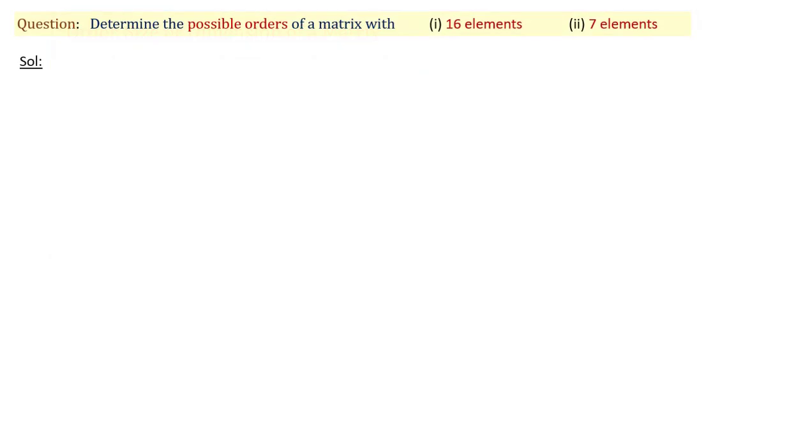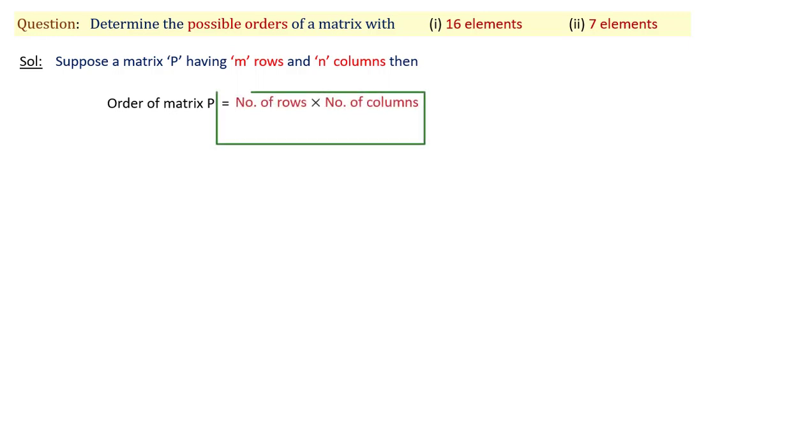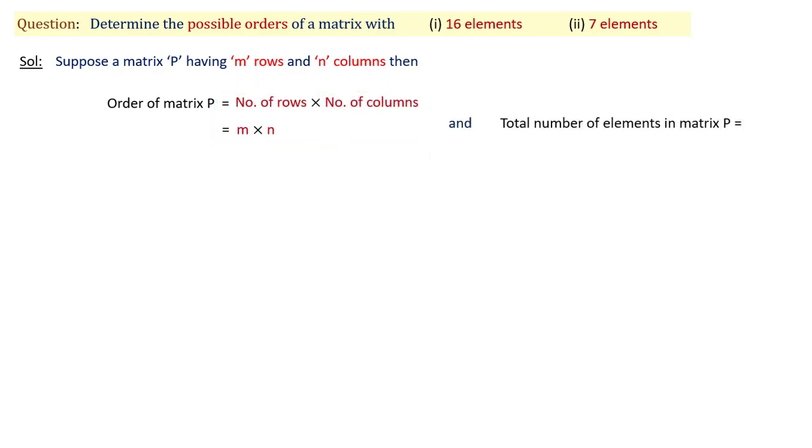Now we are going to discuss one important question. In this question, we have to find the possible orders of a matrix when the matrix has 16 elements and 7 elements. Suppose a matrix P having m rows and n columns, then the order of matrix P will be m by n, and the total number of elements in matrix P is mn.